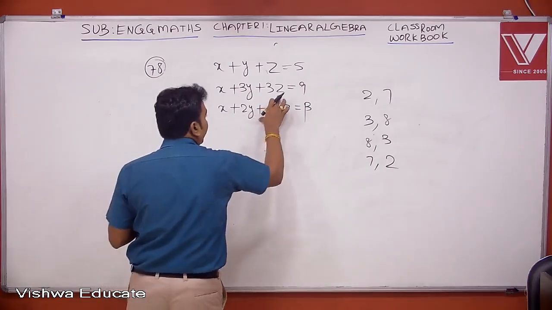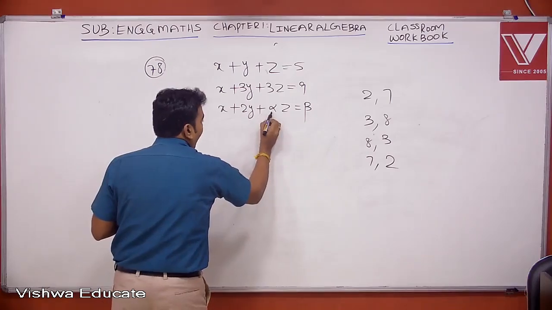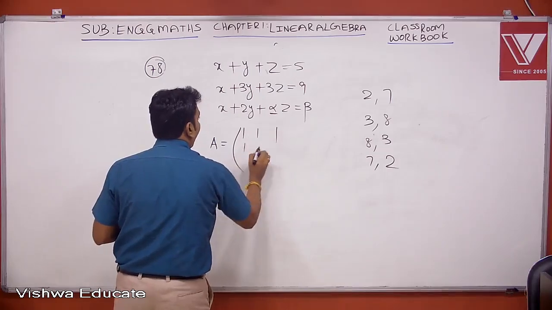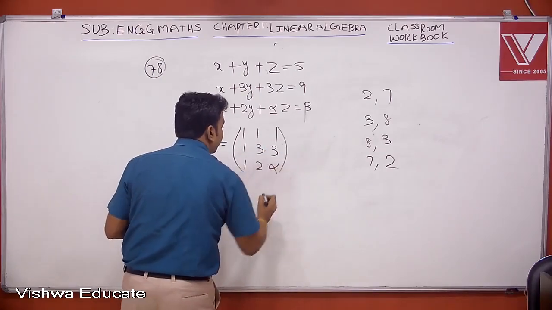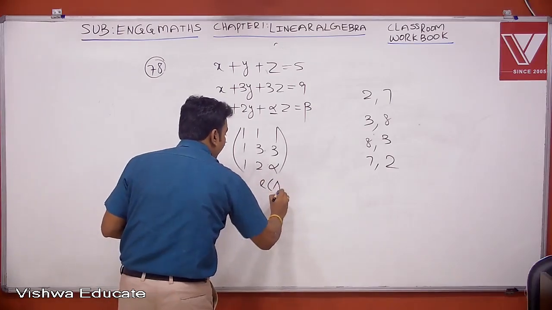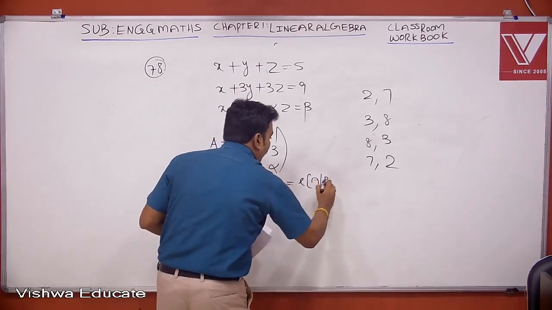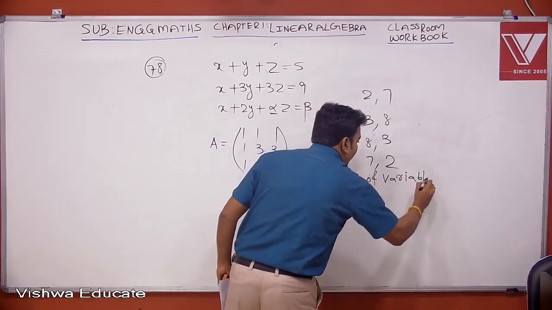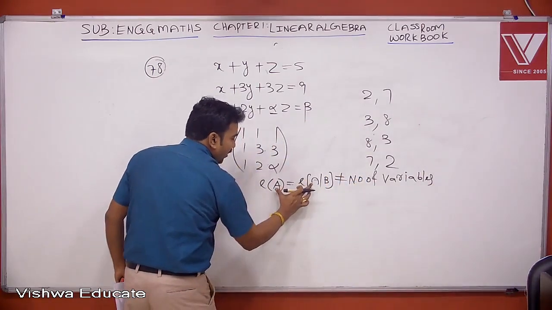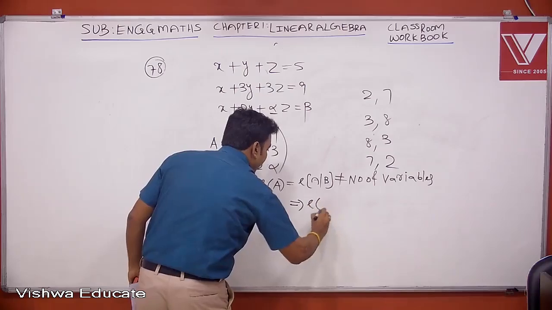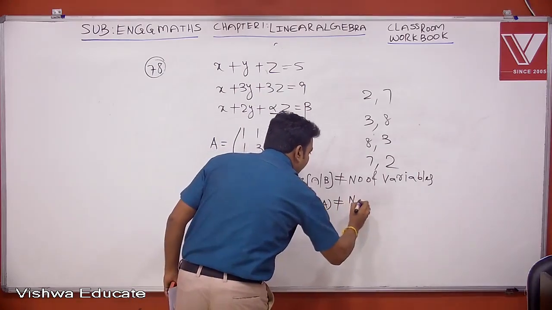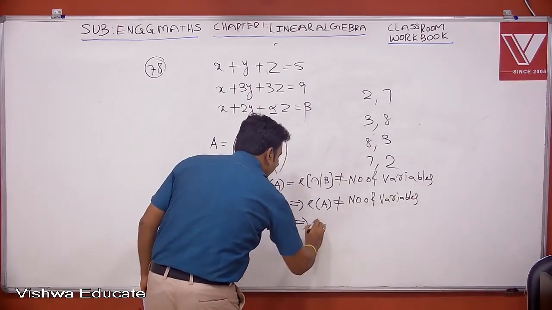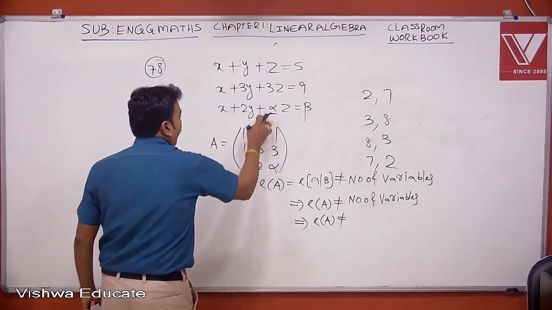It is given that they have infinitely many solutions. Here alpha is available in the coefficient matrix A. My coefficient matrix is [1, 1, 1; 1, 3, 3; 1, 2, alpha]. The condition to get infinitely many solutions is rank of A equal to rank of the augmented matrix, which is not equal to the number of variables. So these two must be the same, but they should not match the number of variables. So rank of A is not equal to the number of variables, which in this case is 3.